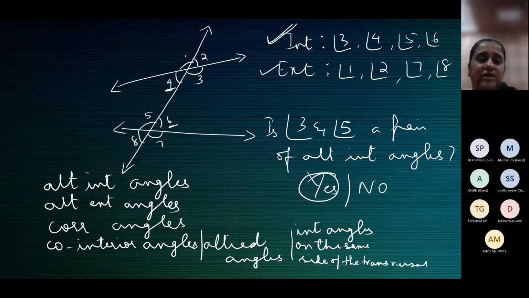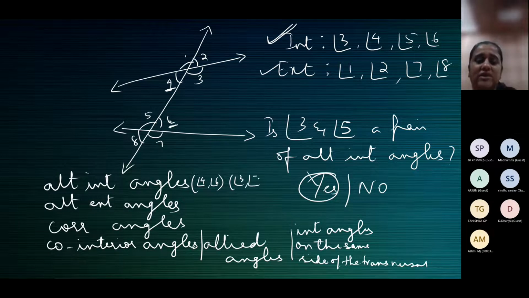So if you take 4 here, it is 6 here. Left side, right side, alternate. Both are interior angles. So 4 and 6 are alternate interior angles. Angle 4 and angle 6 form a pair of alternate interior angles. Similarly, angle 3 and angle 5. Angle 3 is on the right side, angle 5 is on the left side, and both are interior angles. So don't make a mistake in identifying them.